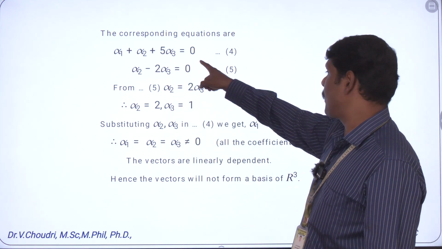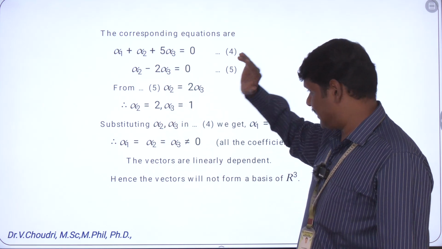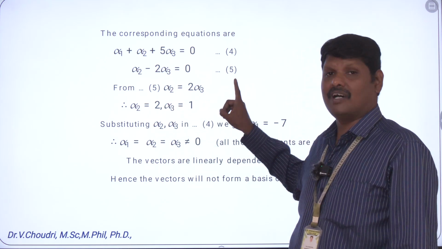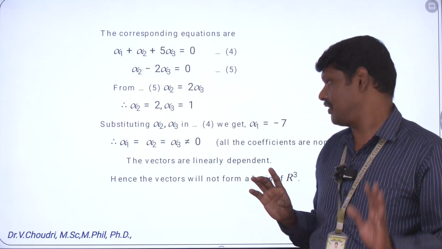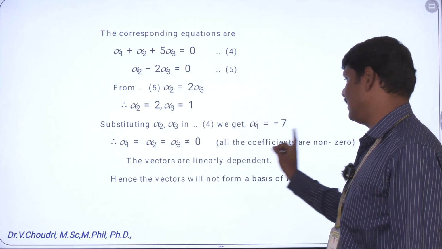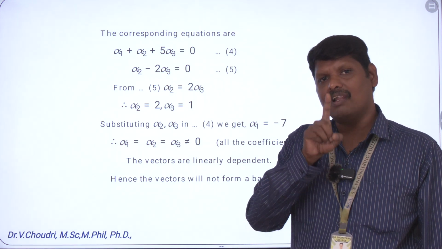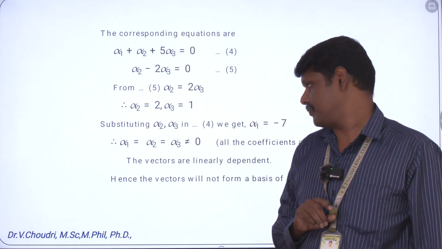Okay, so like that, when any one constant is non-zero, ultimately we define what? This is linearly dependent. So what is the condition for independent? All alpha i equal to 0. Okay?